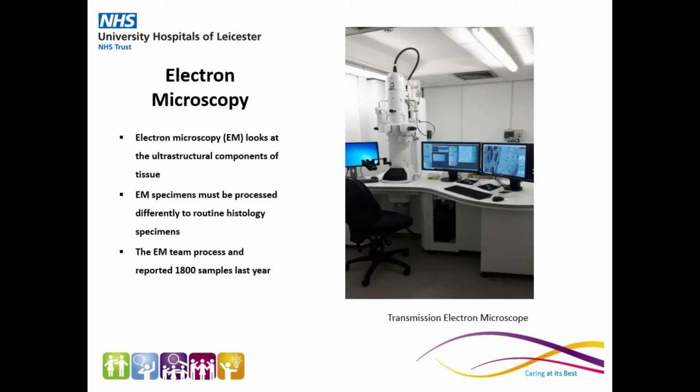Electron microscopy is part of cellular pathology, and unlike routine histology, which looks at the overall architecture of tissue sections using a light microscope, EM can examine ultrastructural features within the cell using a transmission electron microscope. The EM team processed and reported approximately 1,800 samples last year.